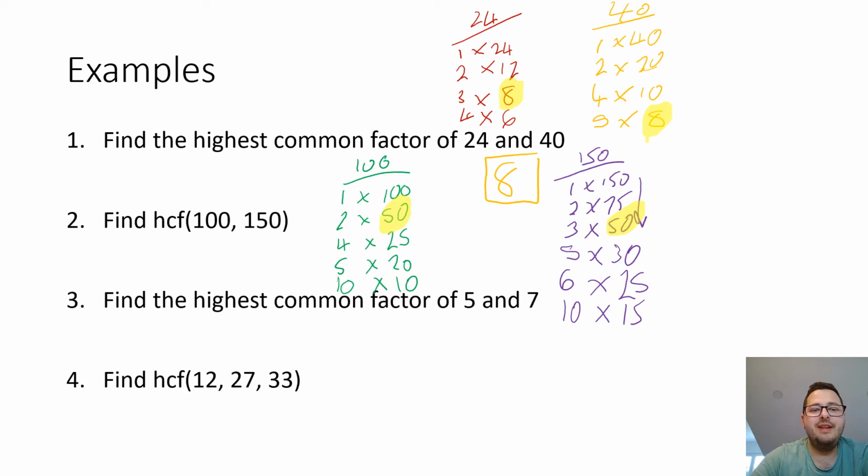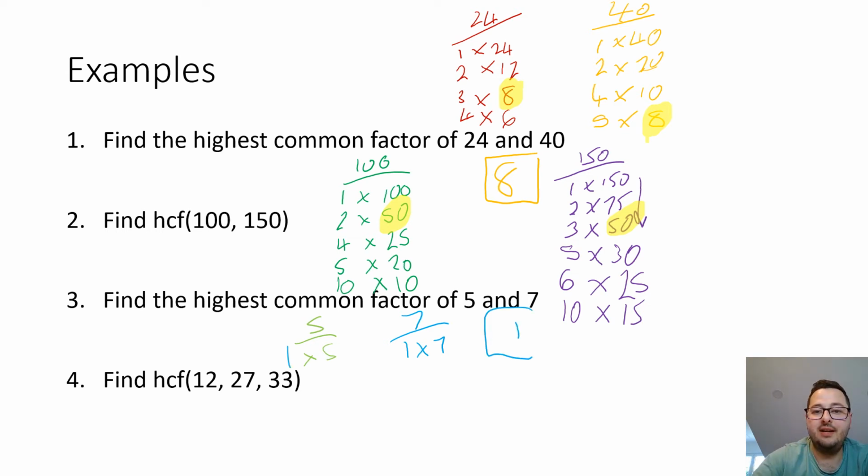Okay, number 3 is a bit of an interesting one. Find the highest common factor of 5 and 7. If we look at 5 and 7, the factors of 5 are just 1 times 5, and the factors of 7 are just 1 times 7. They're both prime numbers. So if you've got two prime numbers, their common factor can only be 1. So the common factor is 1.